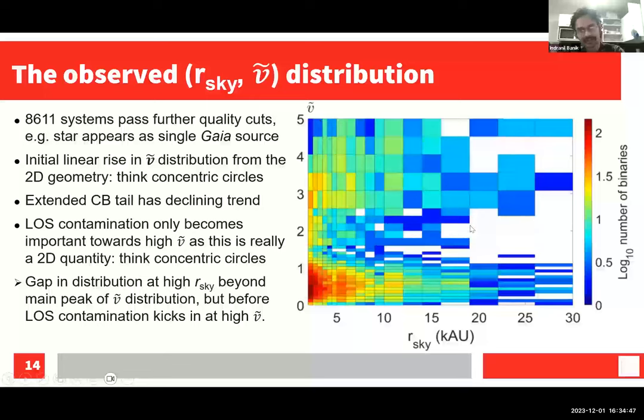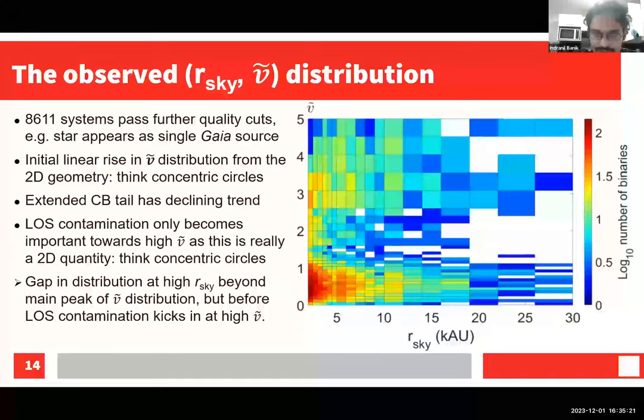The pixels here are the ones that we decided on in the plan. We found that 86-11 systems passed the quality cuts that we implemented, including various things such as each star appearing as a single Gaia source in at least 98% of the focal plane transits. If it appears as multiple sources, there's a chance it's actually an unresolved close binary. And we try to avoid close binaries if we can, but we also model the remaining population of close binaries.